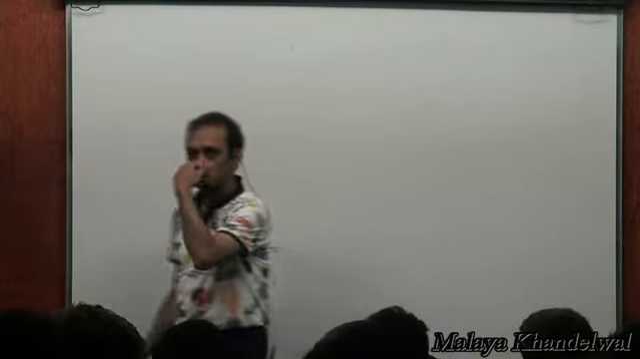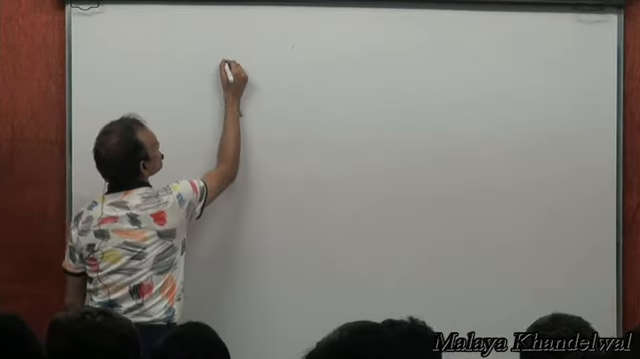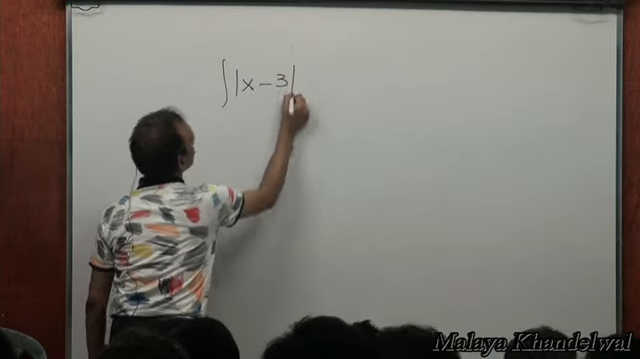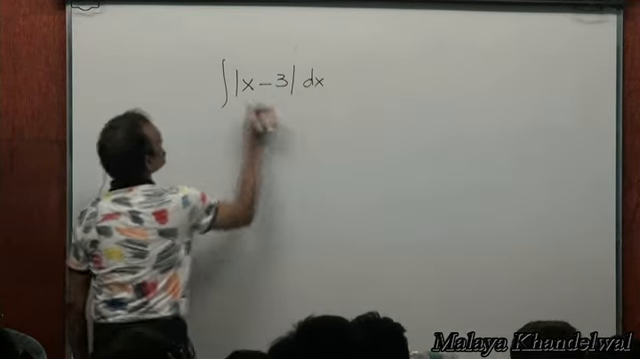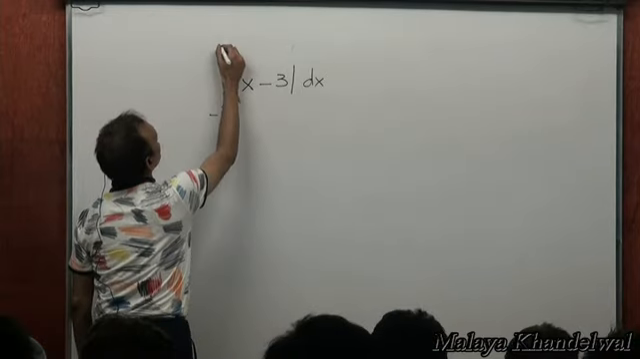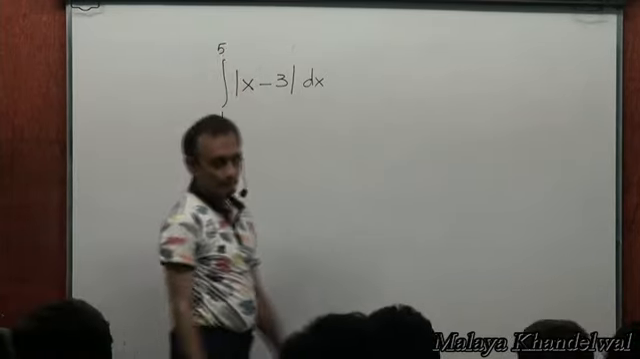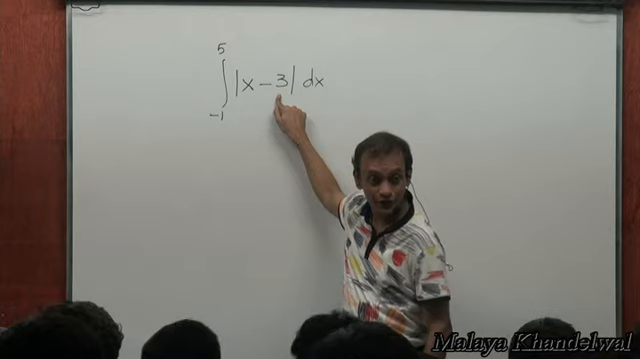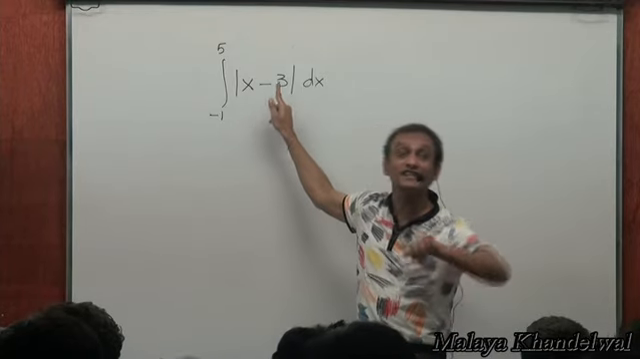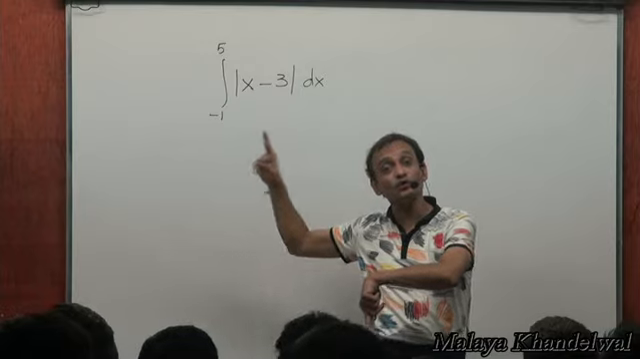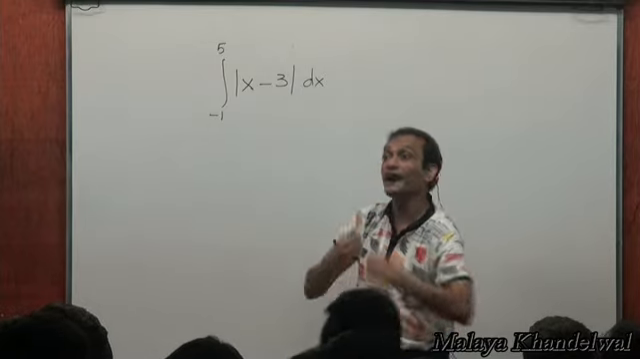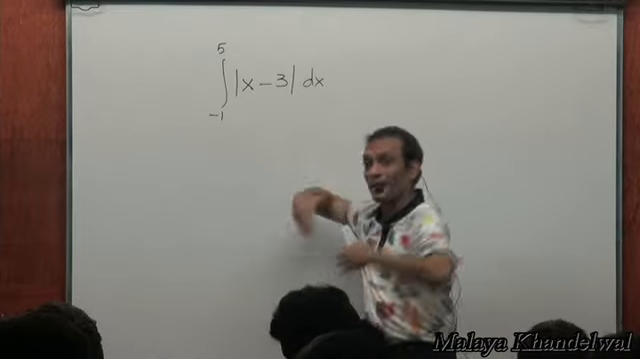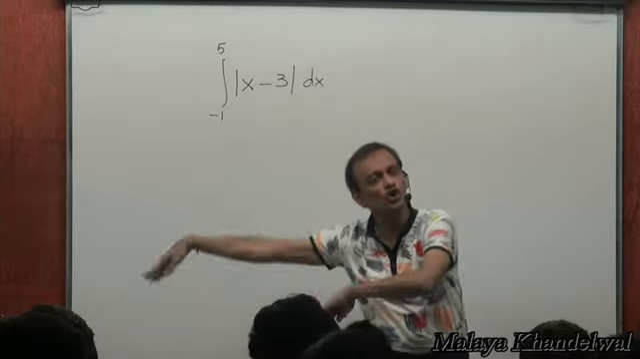Suppose I have mod of x minus 3 dx. x goes from minus 1 to 5. This one changes behavior at x equal to 3. To the left of x equal to 3, it's 3 minus x. To the right of x equal to 3, it's x minus 3. That means x equal to 3 is the point where we would have to break it up, right? So we'll go from minus 1 to 3, and then we'll go from 3 to 5.